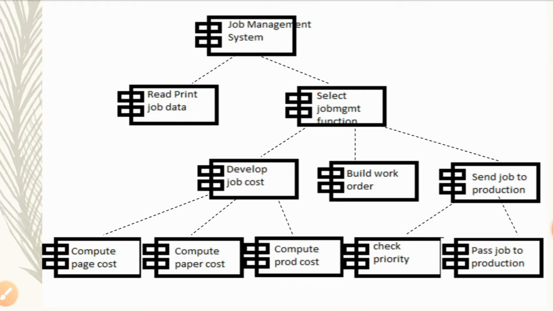So these are the different functions we see, such as compute page count, compute page cost, production cost, or total cost. Once you read the job, the next step is to select a function from the list of functions. If you select the function as develop job cost, then what will be the output? It will compute the cost of your page, compute the paper cost, and then compute your production cost.